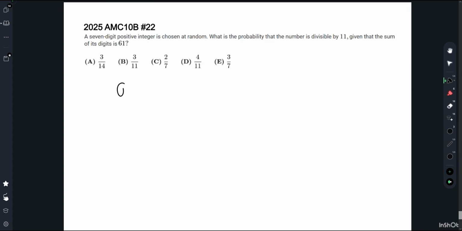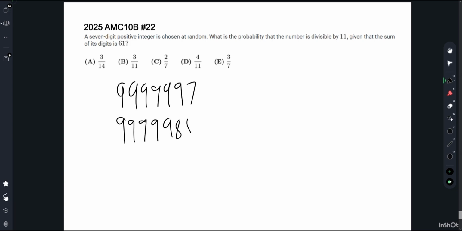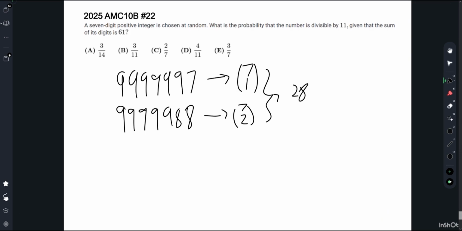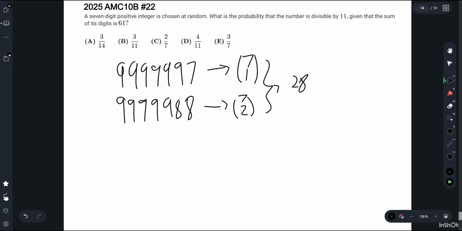We could have 6 nines and 1 7, or we can have 5 nines and 2 8s. So in total, this is 7 choose 1 and this is 7 choose 2, for a total of 28 as the denominator: the ways to make numbers that have a digit sum of 61. Now we need to see how many of these are divisible by 11.